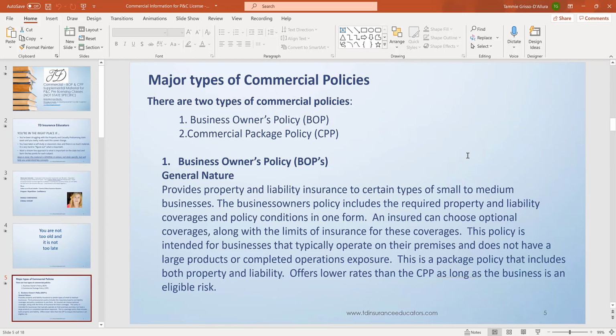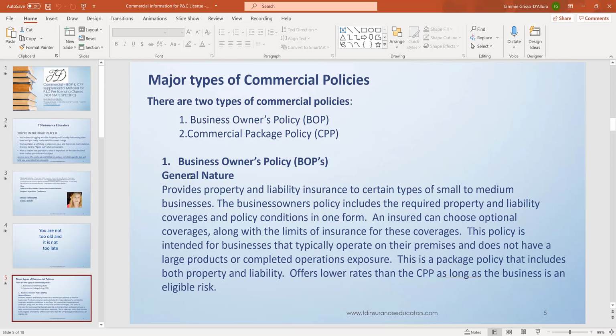When we're talking about commercial, I think about commercial as also being businesses. So there's two ways that you can put a commercial policy. If someone comes into your office, and I like to use restaurants as an example because restaurants can be put on a BOP or CPP. So let's say Tom has a restaurant and he wants to put insurance on his business. We're either going to put it in a business owner policy, and if it doesn't fit a BOP, then we will put it on a commercial package policy.